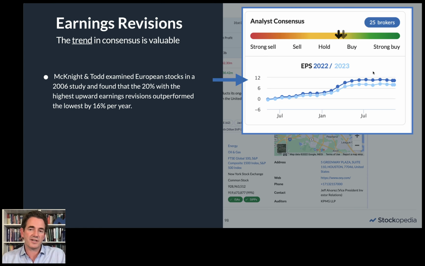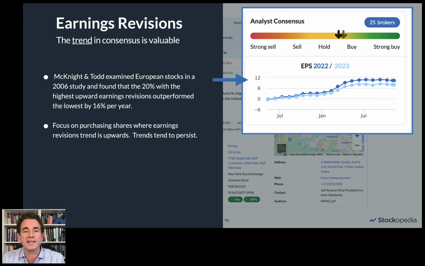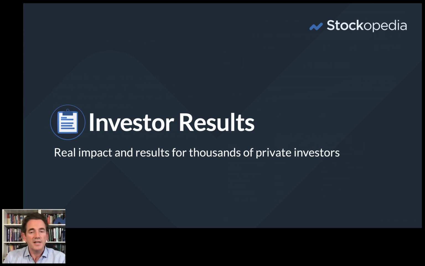There's bags of research. There's one study I flag here from McKnight and Todd, which shows that European stocks that had the highest upward earning revisions outperformed the lowest by 16% a year. So looking for earnings increases is a powerful momentum factor, and it's really worth bringing it into your investment process. So the rule of thumb is to focus on purchasing shares where the trend is upwards, because trends tend to persist. So that is the key 7 things to focus on.